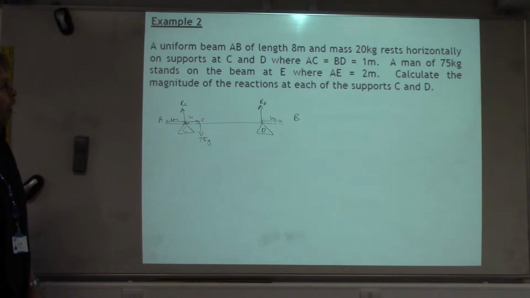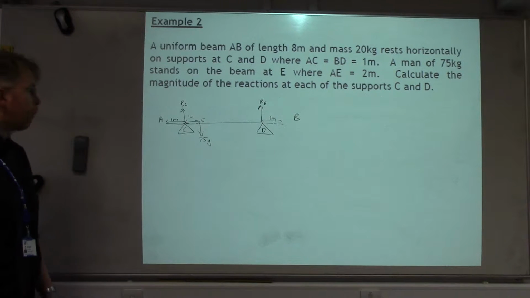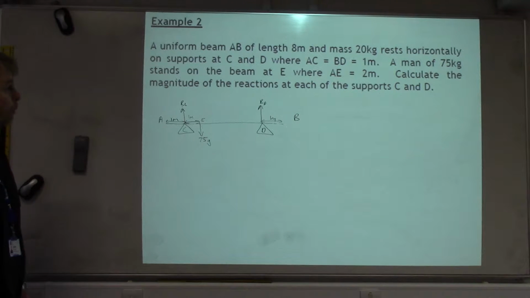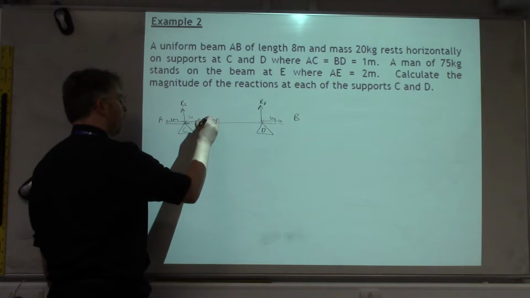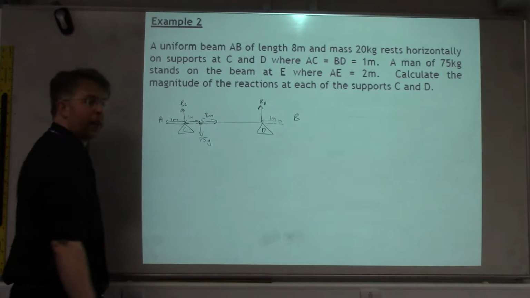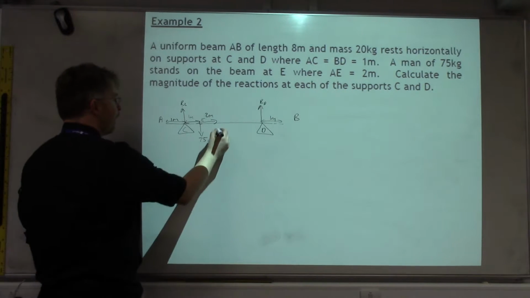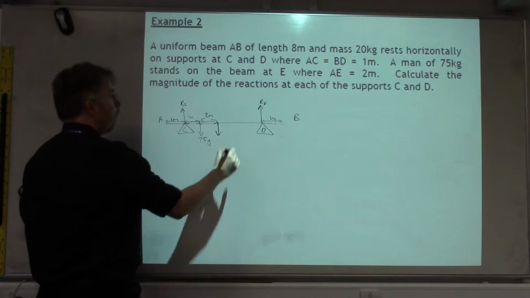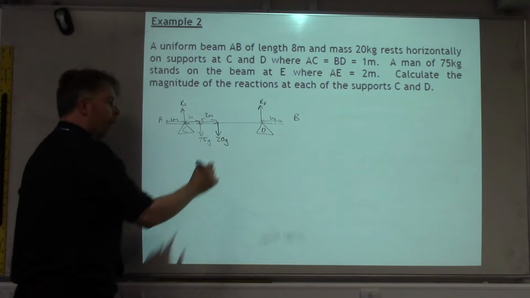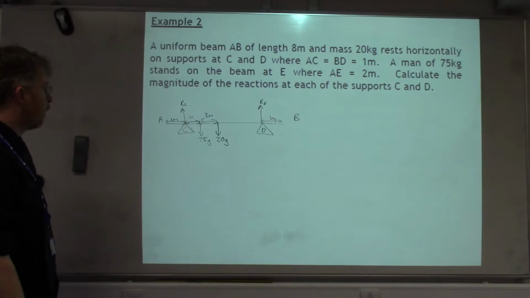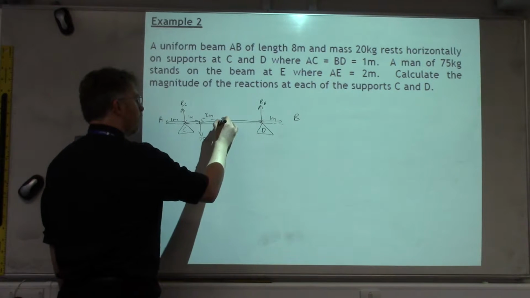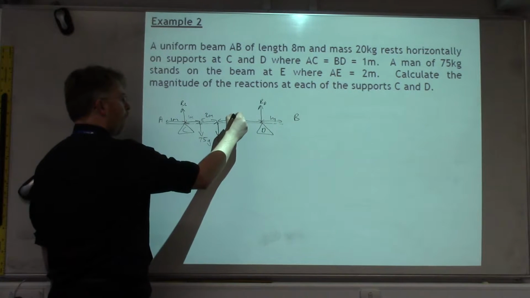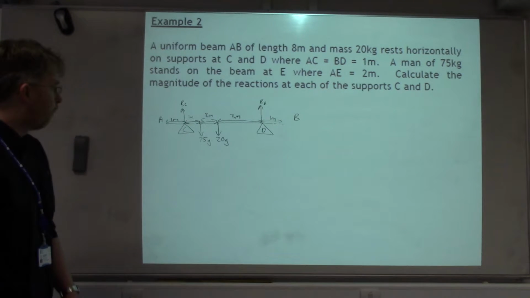We also have, the beam has a mass of 20 kilograms, so we need the centre of mass. It's uniform, so that'll be in the middle. It's 8 metres altogether, so another 2 metres in. Again, not to scale. We have a weight of 20g, representing the weight of the whole beam. And then to fill in the distances, we have 3 metres.